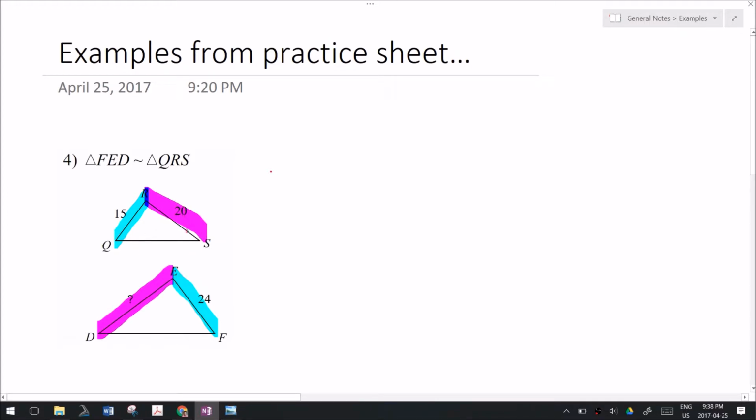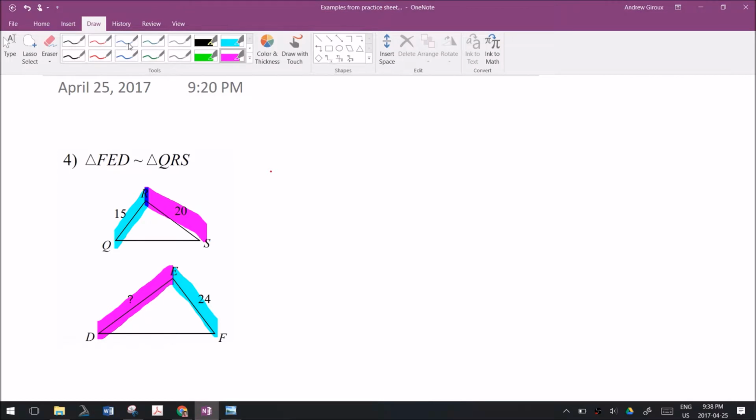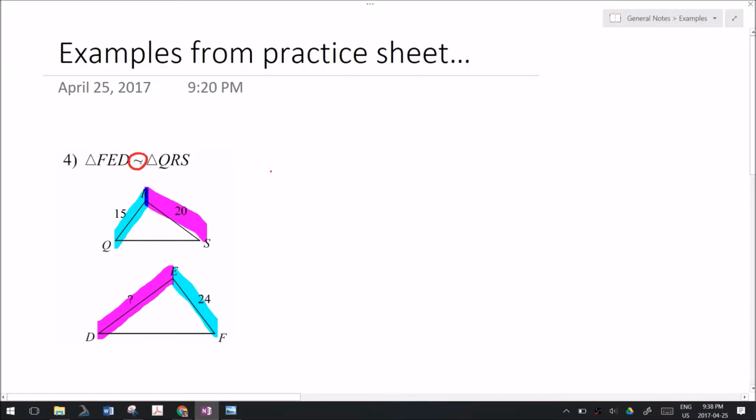So the triangle's been mirrored. So that's important to pay attention to. How has the triangle changed? I know they're still similar because I've been given the symbol right here, right? So I know that they're similar, which means the angles are all the same and the side length ratios are equal. So I'm going to use the side length ratios to help me find my missing side here.